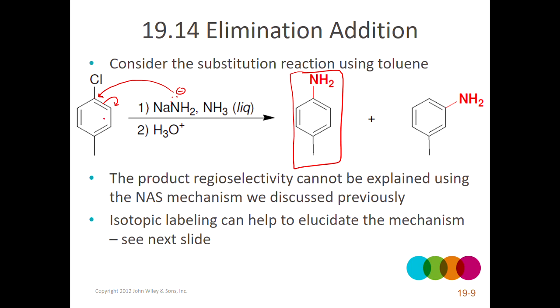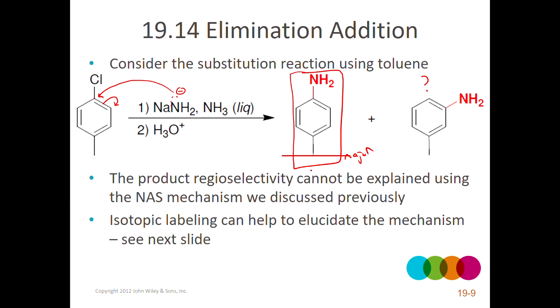But if you do this reaction in real life, what you get is an additional product here. And these are both formed in significant amounts. This one might be major, but it's not like I'm getting like 99% of this and 1% of this. These are both significant products, and the question then is, how does this even form?